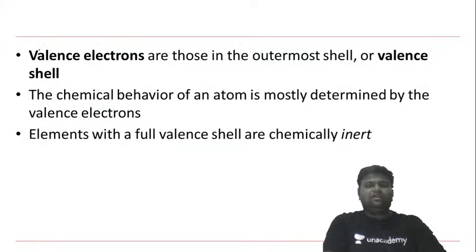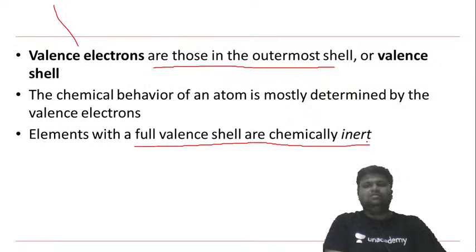Next we come to valence electrons. They are those electrons which are found in the outermost shell, or the valence shell. The chemical behavior of an atom is mostly determined by the valence electrons. And elements with a full valence shell are chemically inert.